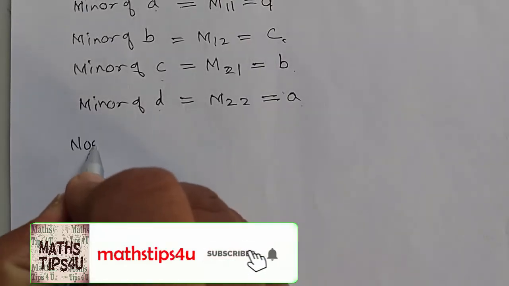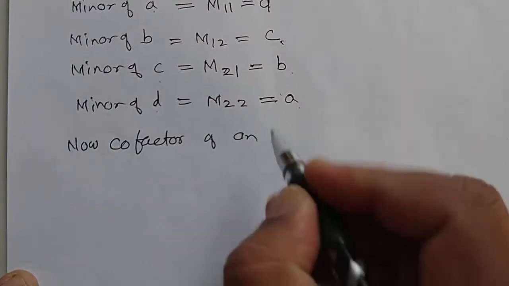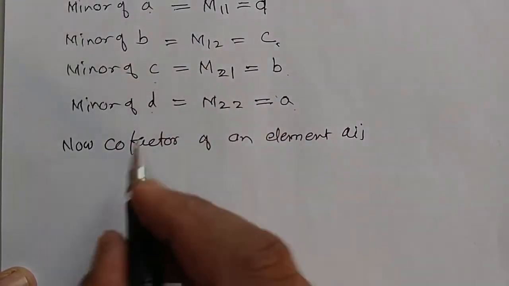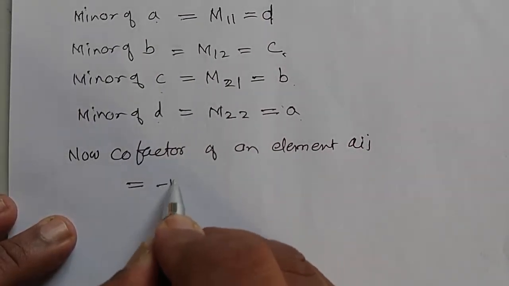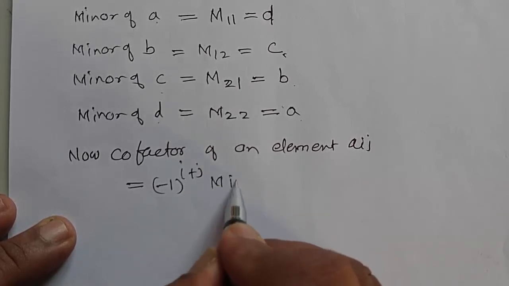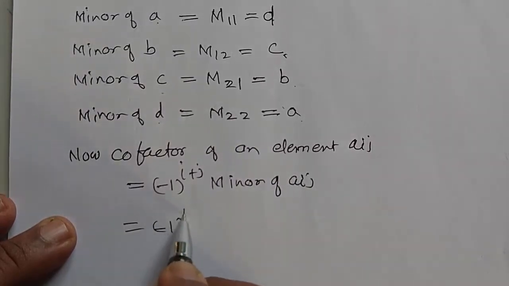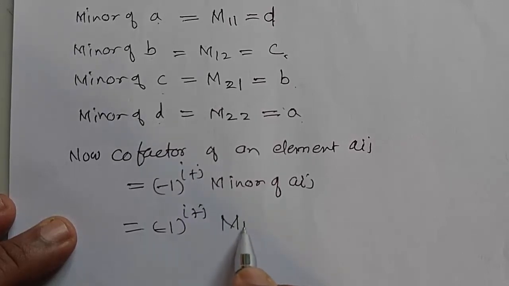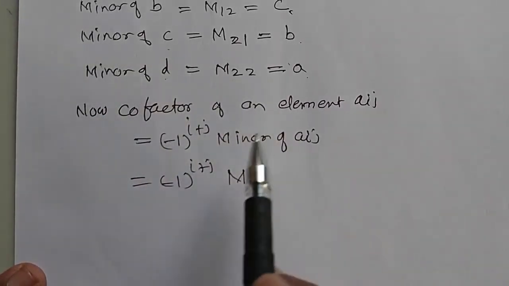Cofactor of an element Aij is equal to minus 1 raised to i plus j into the minor of Aij. This is equal to minus 1 raised to i plus j times Mij, the minor of Aij. So, in this way we can find the cofactor.